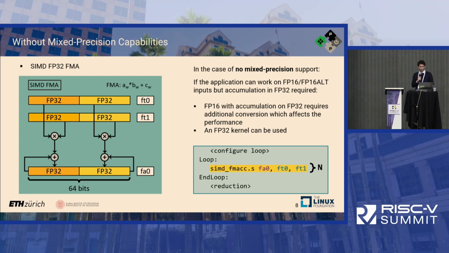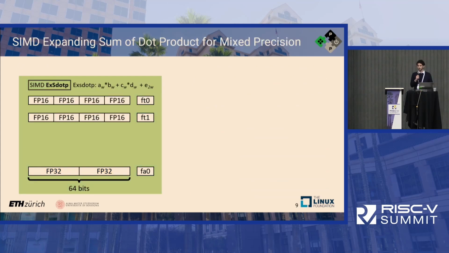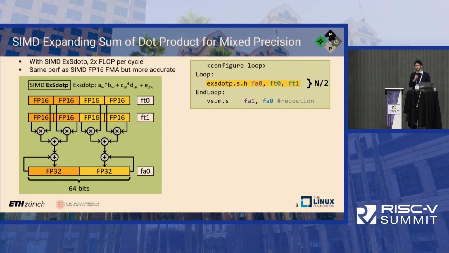But if we had support for mixed precision instructions, we would be able to exploit the lower precision inputs and therefore map twice the number of elements into our registers, keeping the same bit width for the accumulator. So now we have to process all the data that we have inserted in our registers, and to do that, we need to do twice the work that we were doing before.